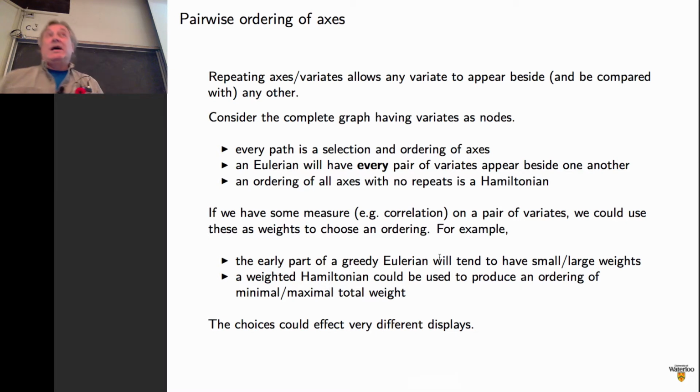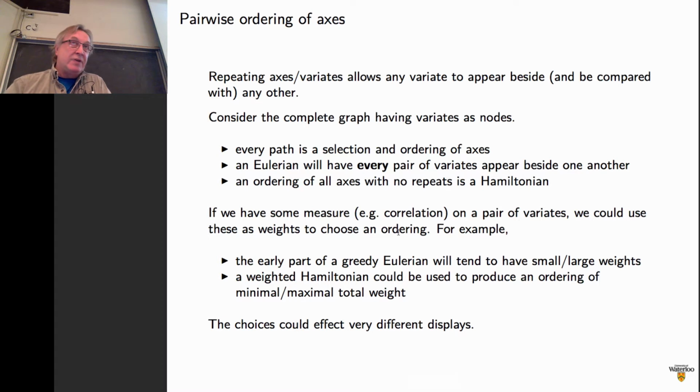And we know how to do that. That's our graph theory, where now every axis is a node of the graph. We look at the complete graph and think about traversing that according to an Eulerian. So every path on there is a selection of the order of the variates of the axes, and an Eulerian will have every pair appear beside each other. Hamiltonian is going to have just particular pairs, but every axis will appear once.